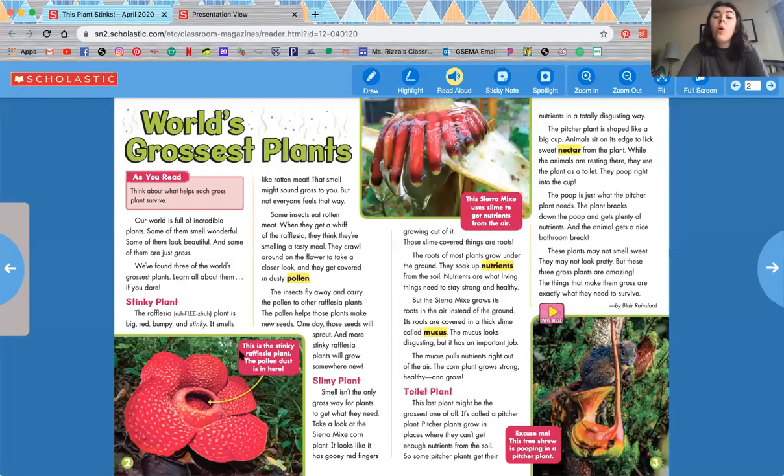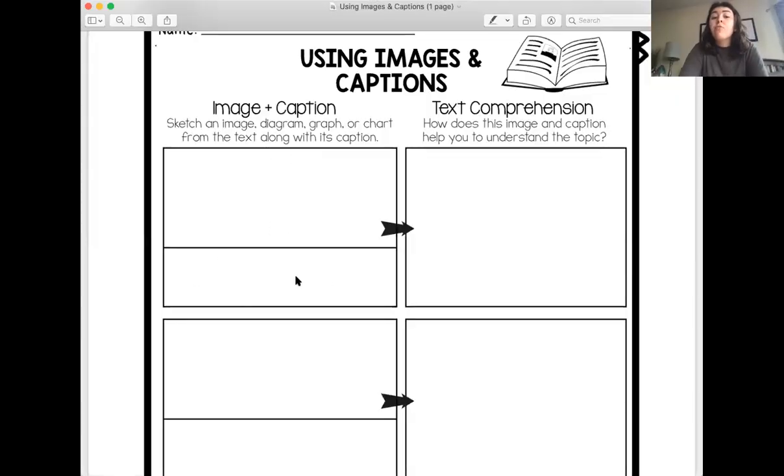So I'm going to say, oh, here's a caption. In that box, I'm going to draw as best as I can this picture. Maybe I'm just going to draw a red flower with some spots on it. And then I'm going to write the caption underneath: This is the stinky Rafflesia plant. The pollen dust is in here. So on my graphic organizer, I'm going to draw that flower, write that caption. And then over here, I'm going to think about how that image and the caption helped me understand the topic. So what did that image help us understand?